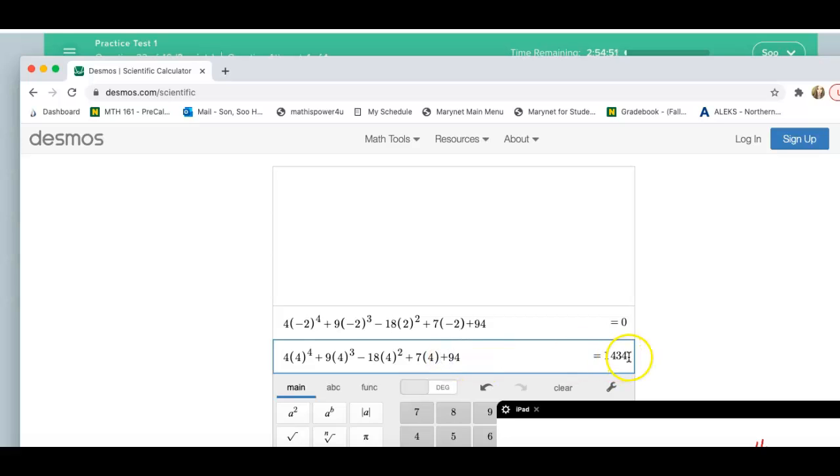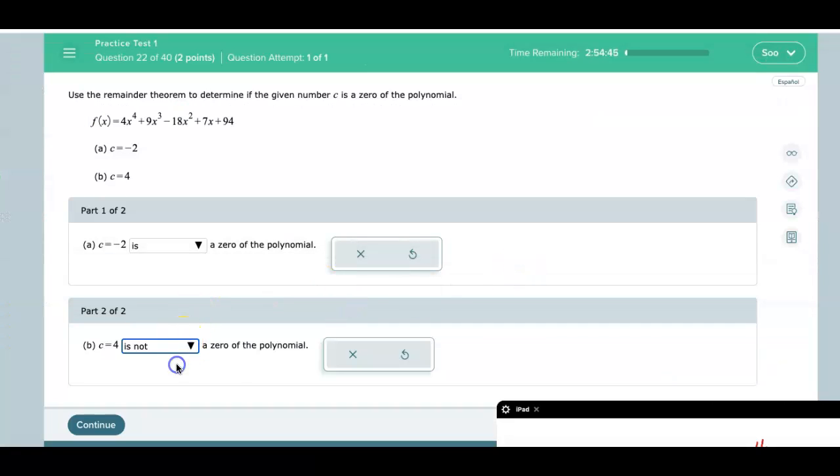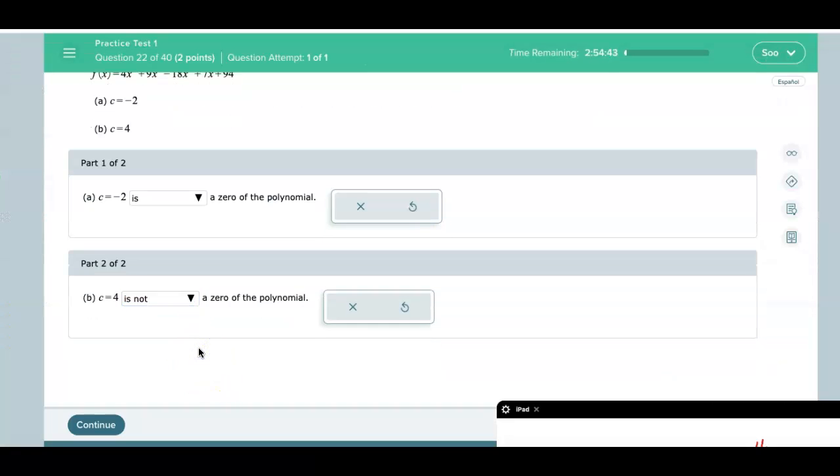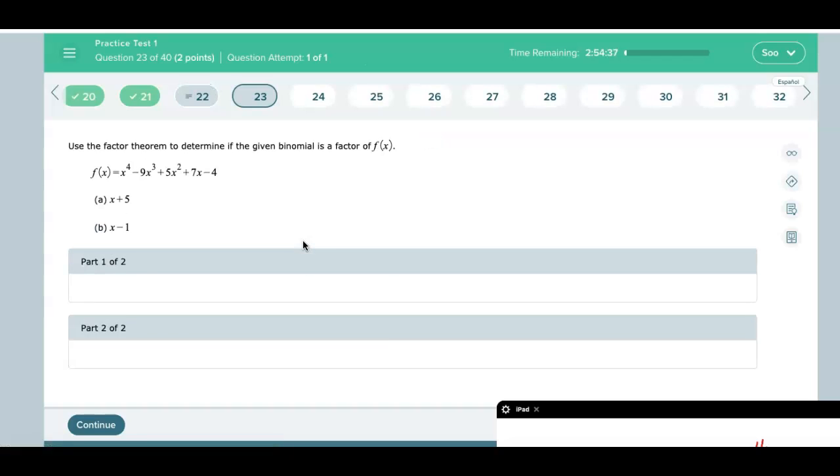What is the function value? 1434, this is not a 0. It has to come out to be 0. So if it's not a 0, we're going to say, hey, c equals 4 is not a 0 of the polynomial. And that is it for number 22.